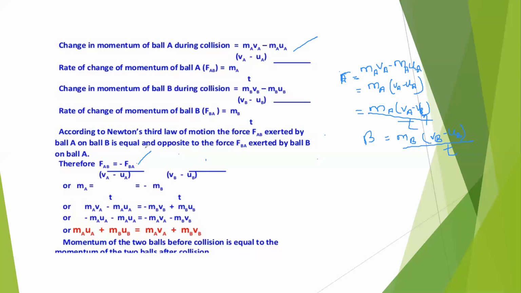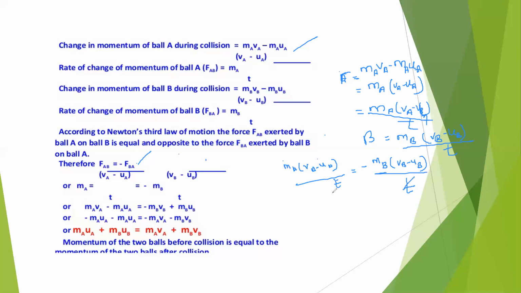The rate of change of momentum is proportional to the force applied. Therefore, we can write it as MA into bracket. Here I'll write this, a little the alignment is changed. So what is FAB? FAB is the rate of change of momentum of body A. That is MA into bracket VA minus UA divided by T is equal to minus, into bracket, why? It is in the opposite direction, MB into bracket VB minus UB divided by T.